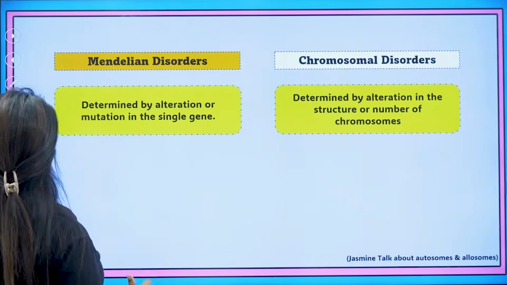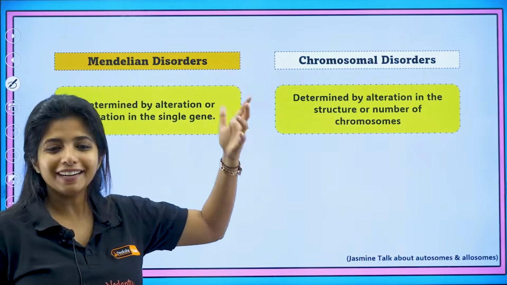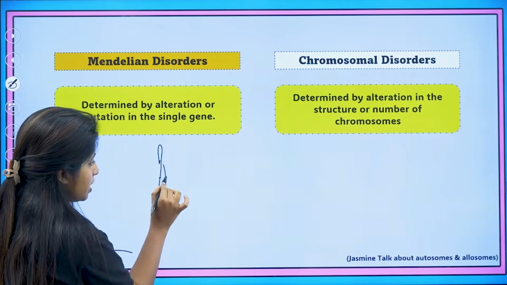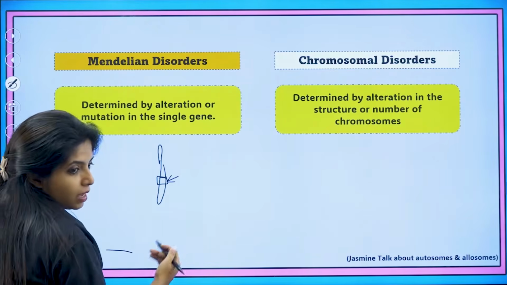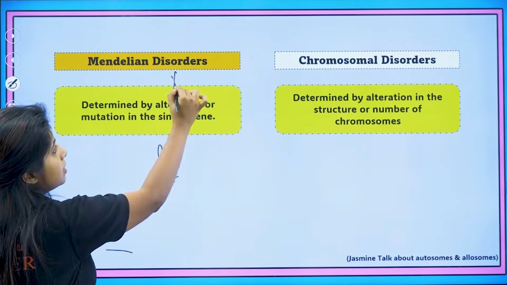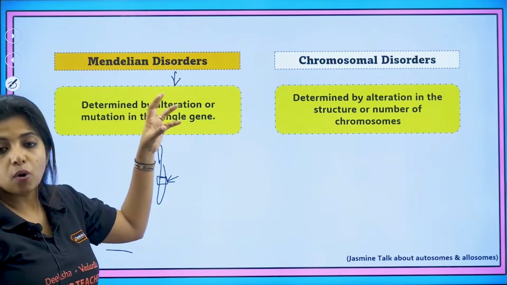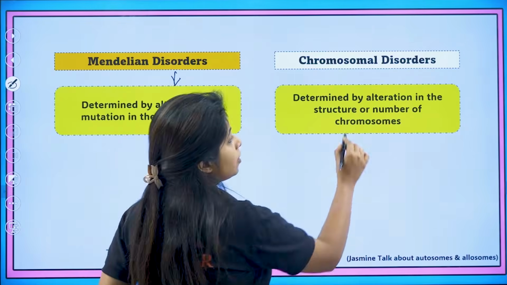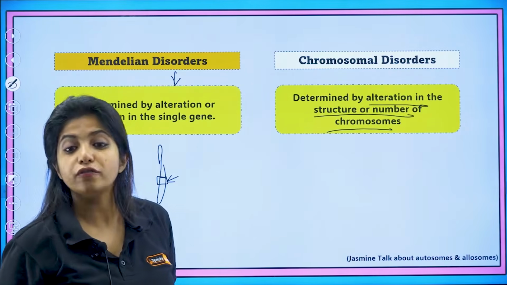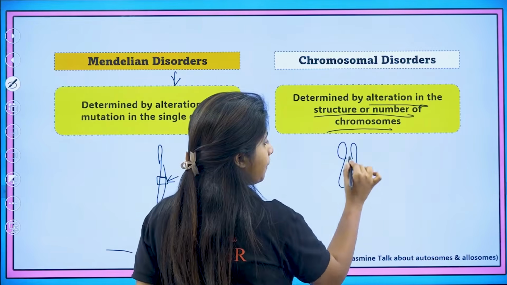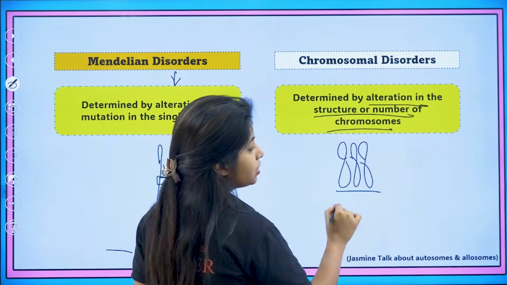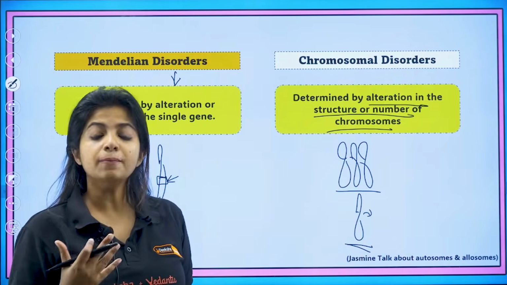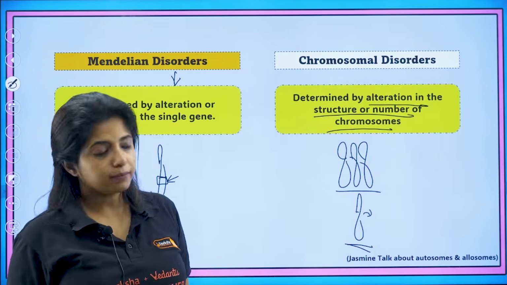Now Mendelian disorders. There are two types of disorders: Mendelian and chromosomal disorders. Mendelian disorders mean, for example, a gene on a chromosome is mutated, which is why I have some disorder. So they are categorized under Mendelian disorder when it is determined by an alteration or mutation in a single gene. Chromosomal disorders are the ones determined by alteration in the structure or the number of chromosomes. For example, instead of having a pair of chromosomes, I have one extra chromosome. Now I will have a disease. Instead of having a pair of chromosomes, I do not have the pair itself. That's also how I will have a disease. That is chromosomal disorder. Okay, clear?